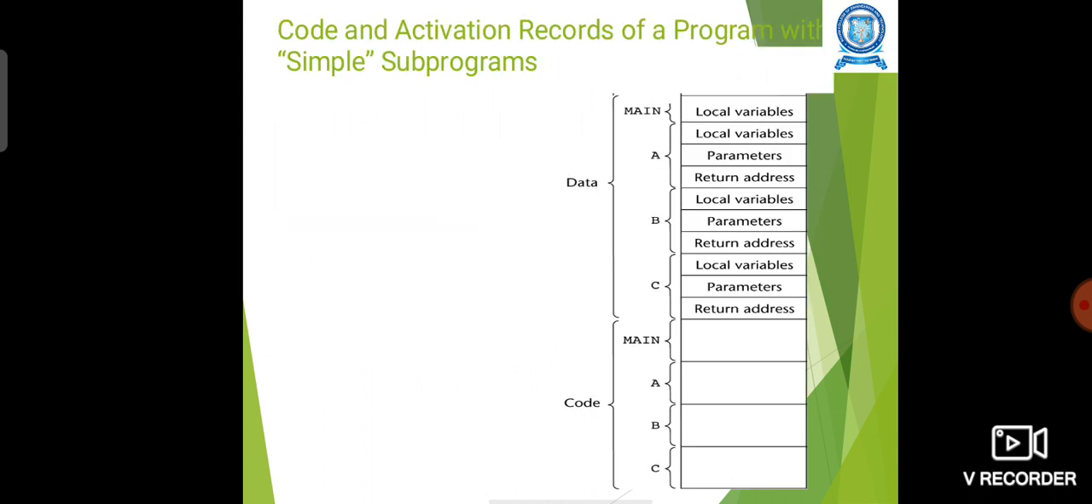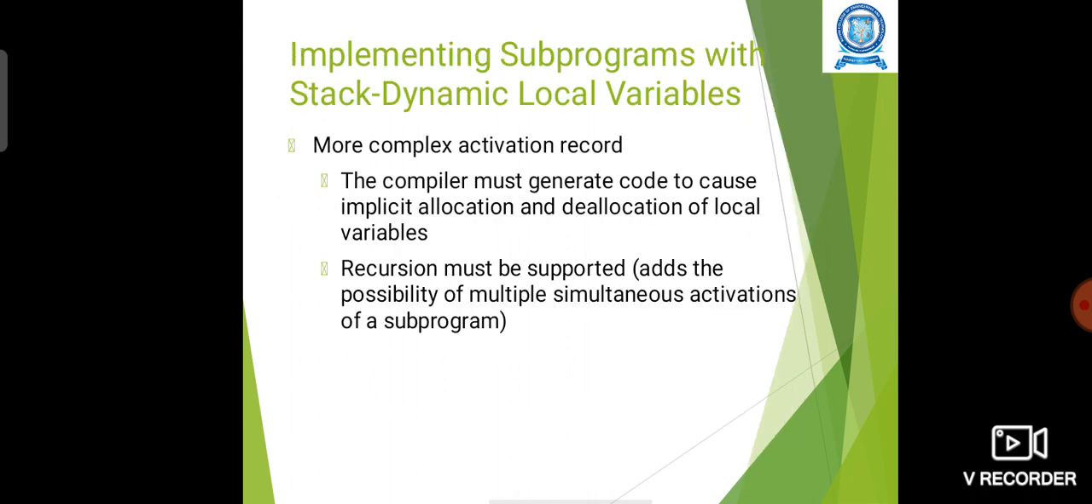For example, here there are the subprograms A, B, C, and for each subprogram there is an individual space for storing the local variables, parameters, and return address. And the entire space will be divided into data and code block. So this is called an activation record. The compiler must generate code to cause implicit allocation and deallocation of local variables. Recursion must be supported.